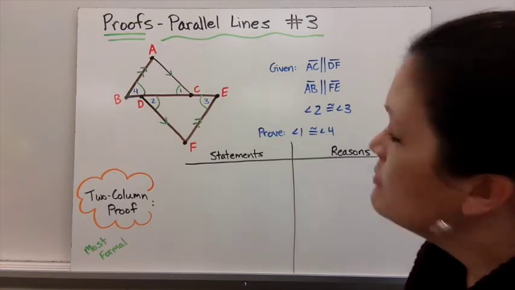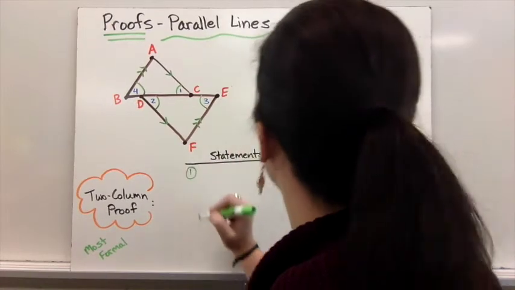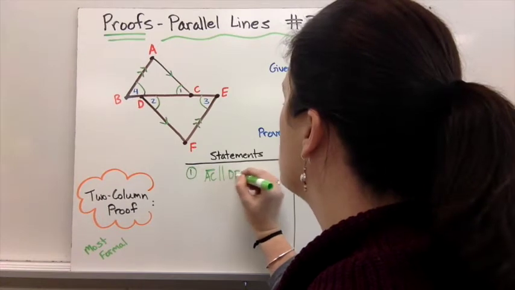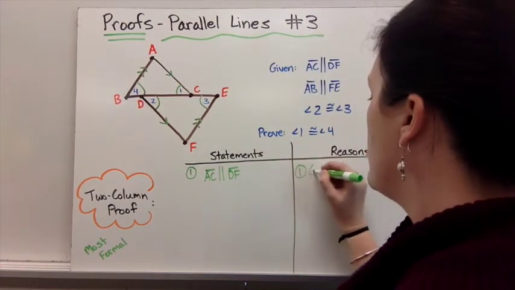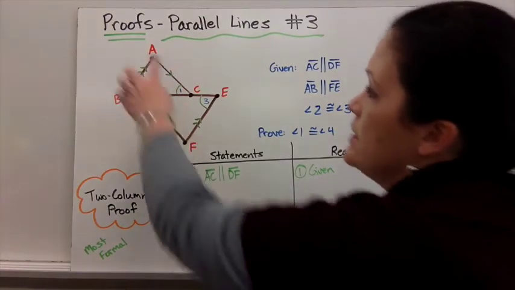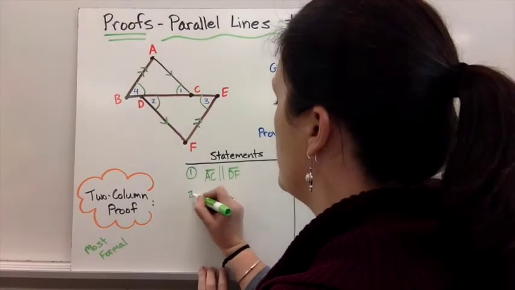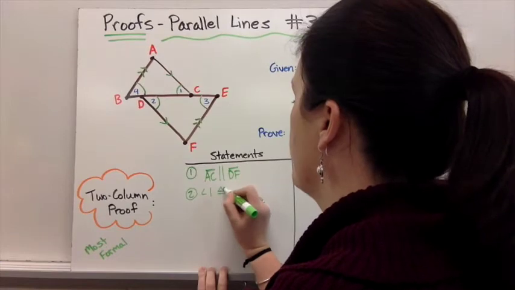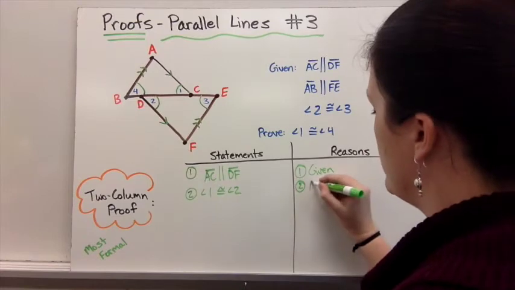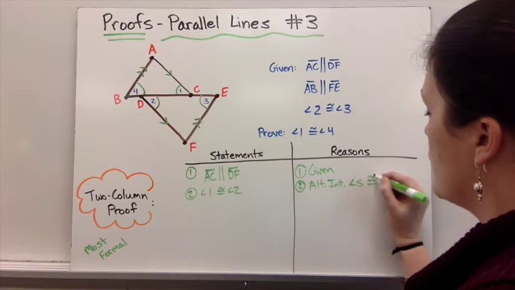So let's start mapping all of that out in our proof. Let's put the first given statement. Let's go ahead and put AC is parallel to DF, and that was given. Now what did that help us with? If AC was parallel to DF, that helped us say that angle 1 would be congruent to angle 2. And the reason we know that is those are alternate interior angles. So we're going to say alternate interior angles are congruent.